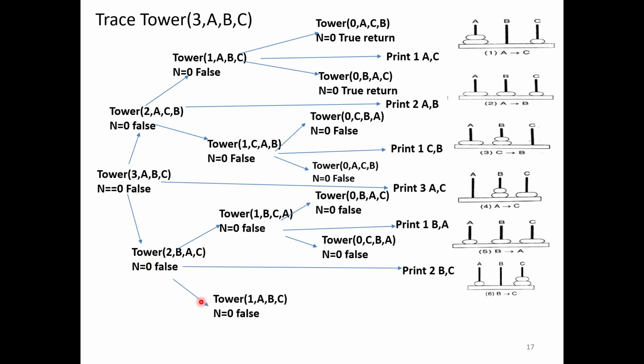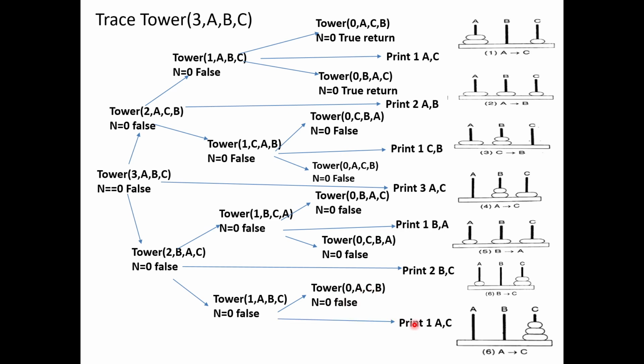Now, downside of this one. 2 minus 1, 1. Temporary now A, B, comma C. Is n 0? No. Split again. 1 minus 1, 0. Source A, interchange C, comma B. Is n 0? Yes. Move disk number 1 from A to C. It was here, you bring it to C. You keep it on C, over the other disk. Almost all the disks are over, but we'll see that in the algorithm part.